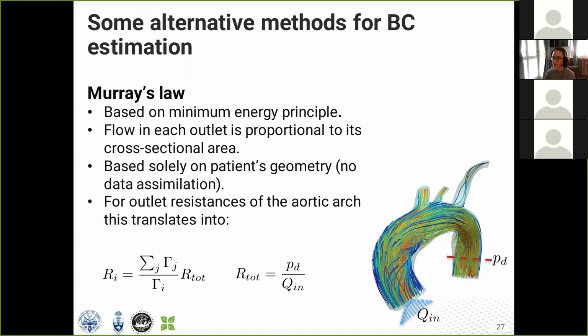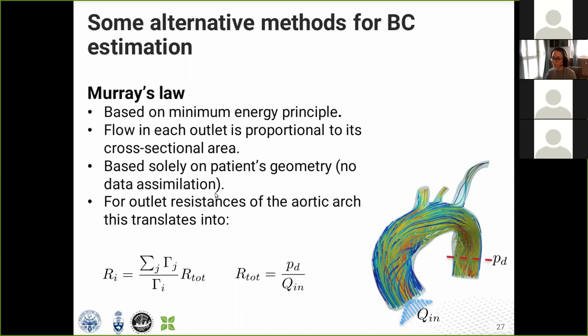But it's also true in a lot of other biological systems, like the roots of the trees and so on. And if you translate Murray's law into the problem that we have for boundary conditions, it basically says that the flow at each outlet will be proportional to its cross-sectional area. So it's quite intuitive. The higher the vessel, the more flow will go there. And what's interesting is that this principle for splitting the resistances is based solely on the patient geometry. You just need to know the areas of the outlets, and basically you're done. You don't need to know exactly how the flow splits in the patient, so you don't need patient-specific information.